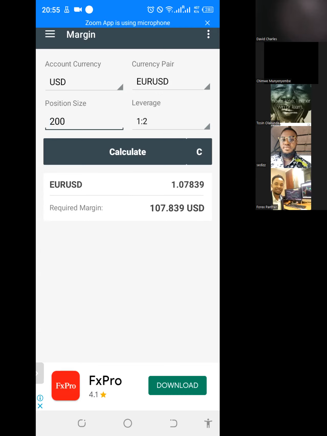But thank you for reminding me about the leverage, guys. Leverage is very, very important as well. David, we have a lot of things to cover. True. I'm telling you, we have a lot of things to share with these guys. How many of you know what leverage is? Does anyone know what leverage is?